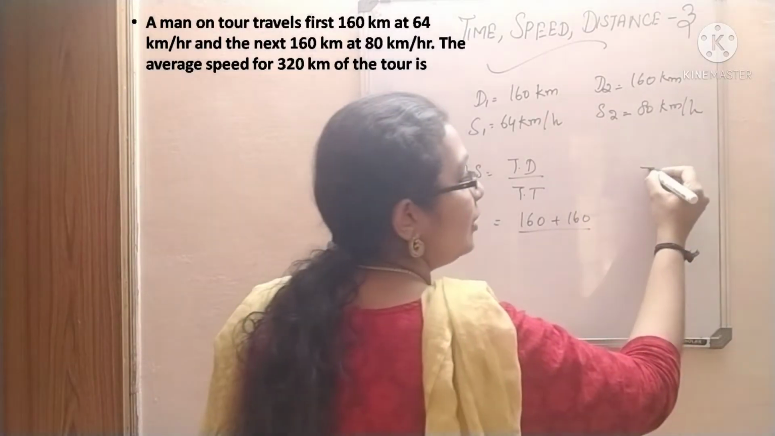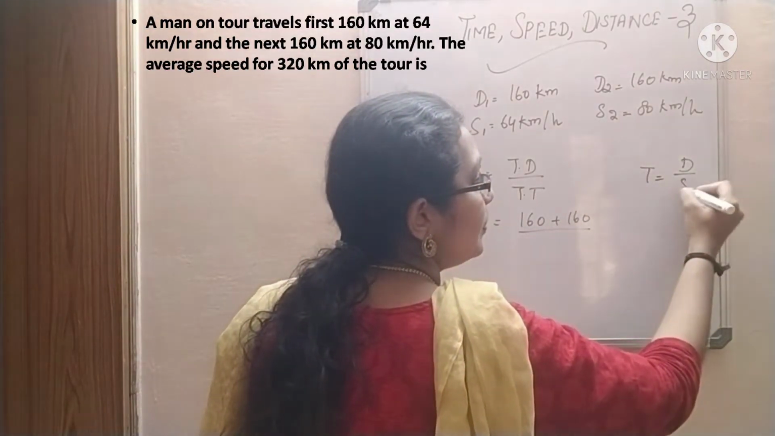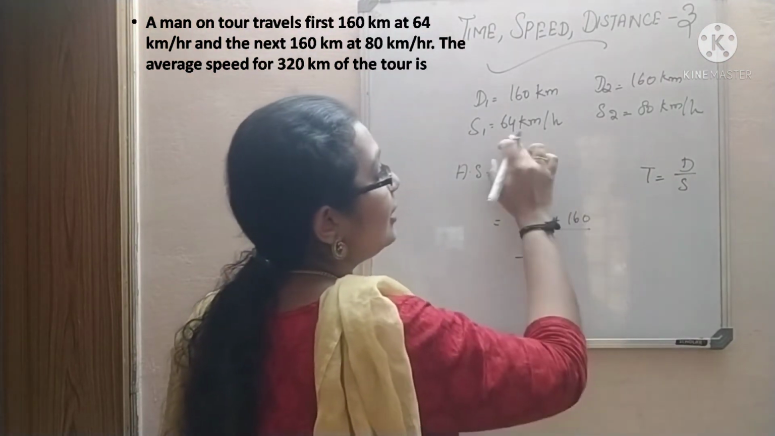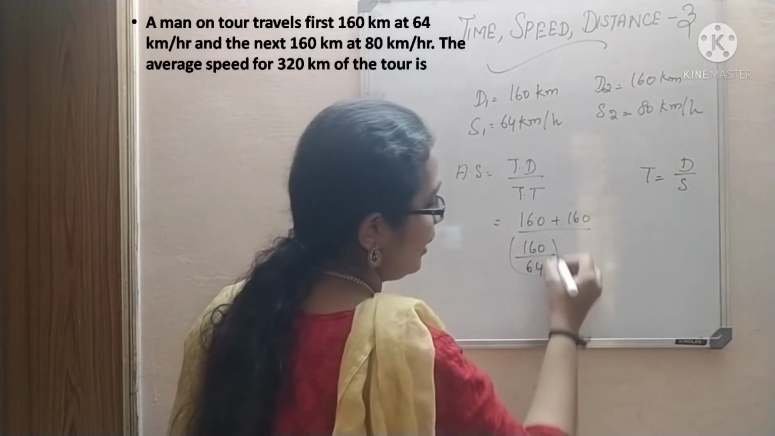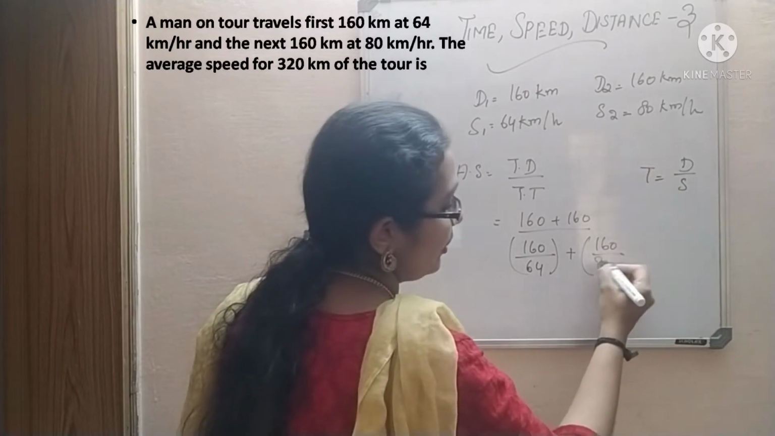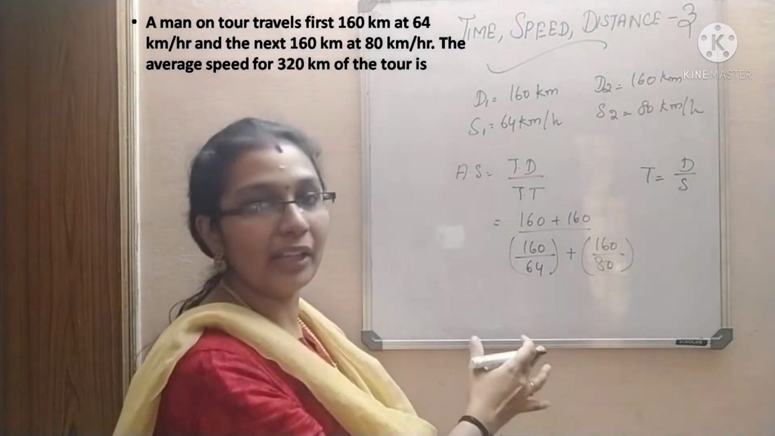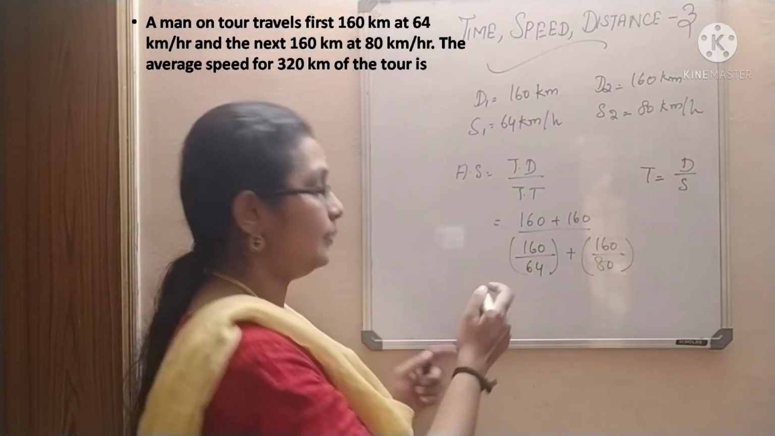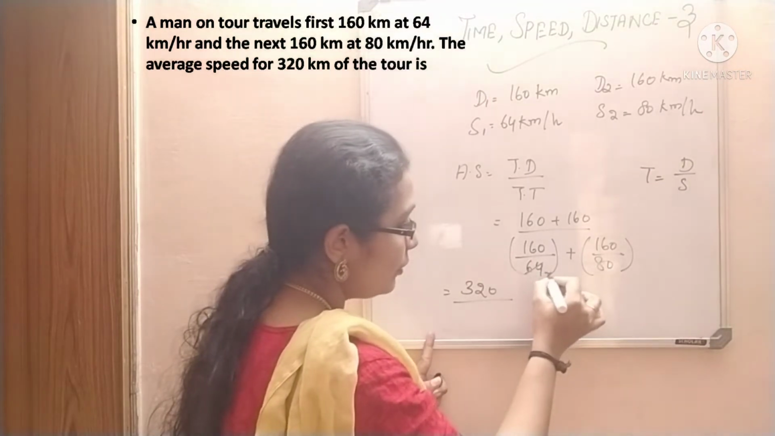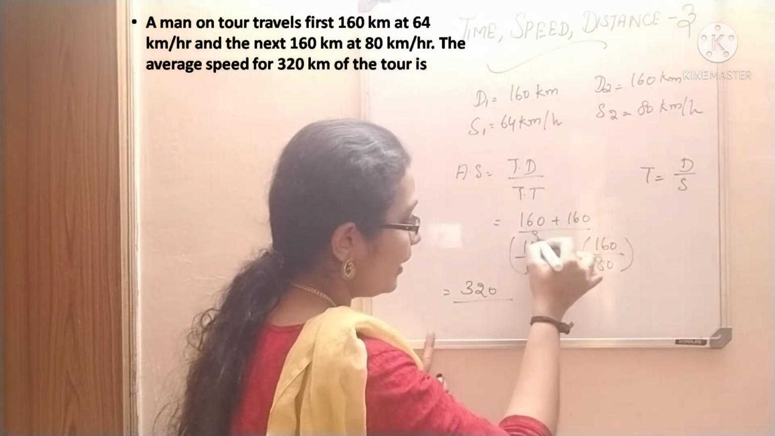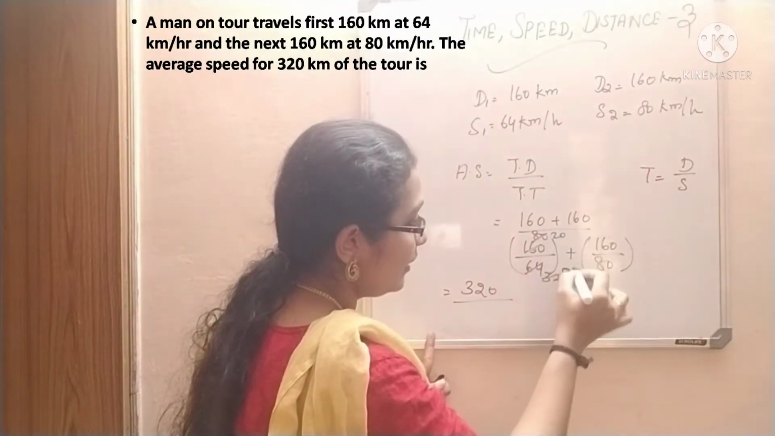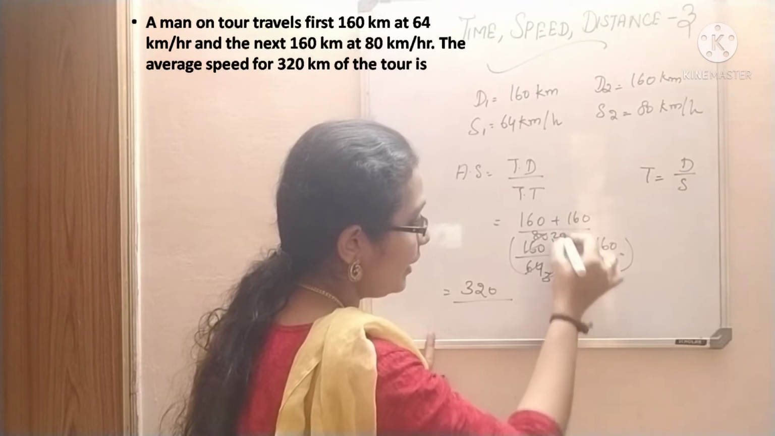Here we want time. Time is equal to distance by speed. So the first distance we know is 160, which he covered at 64 km per hour. And the next 160, its speed is 80 km per hour. Clear? Once you calculate, you will get the average speed. So 160 plus 160 is 320, divided by 160 by 64, 2 3s are 6, 2 2s are 4, 2 8s are 16, 4 8s are 32, 4 2s are 8, 4 5s are 20.